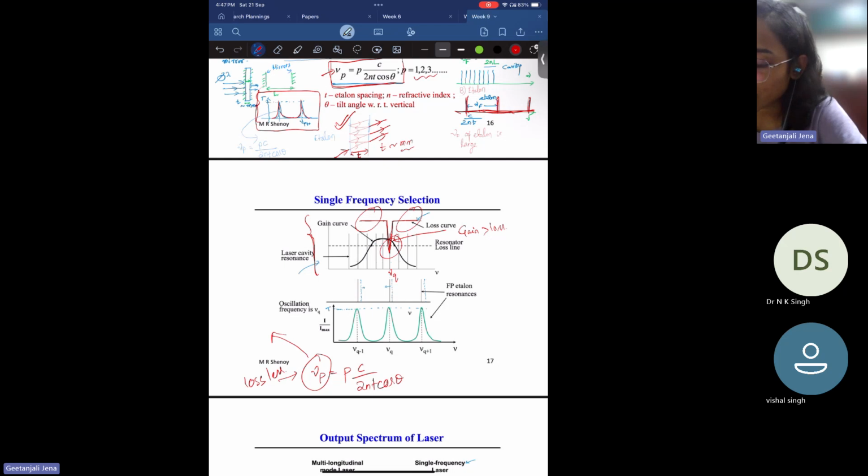But for frequencies other than nu p, what will happen? The loss will be high because the transmission is low. Okay. So let us see the spectra of the etalon. This is the spectra that we typically see. So let's say this is the Fabry-Pérot etalon, and these are the frequencies around which the transmission is high.